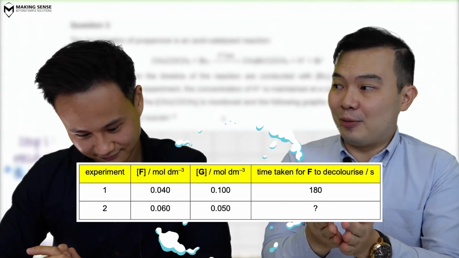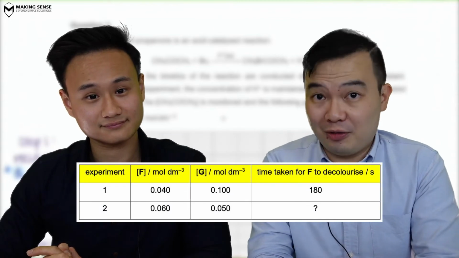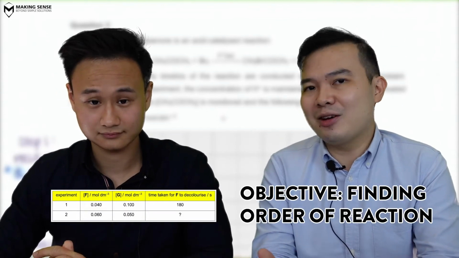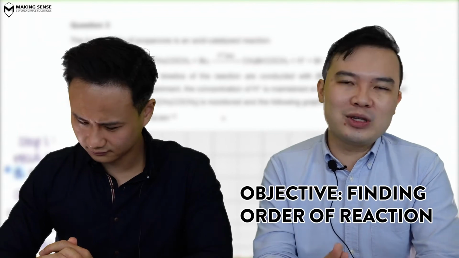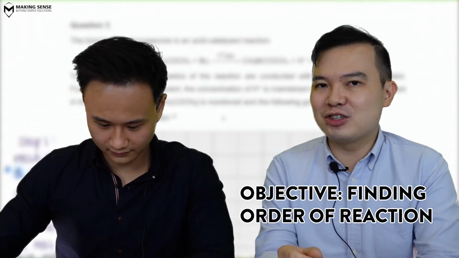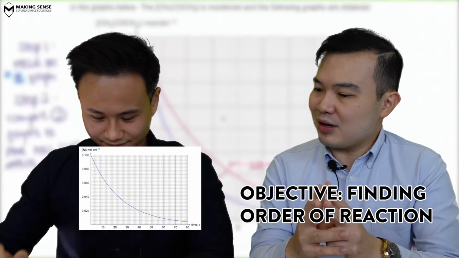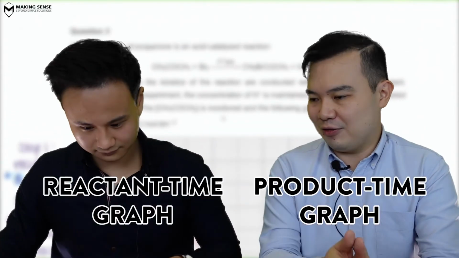is all in the table form, and my objective has always been finding out the order of a reaction. So this week, we're going to look at another question type, also same objective to always find out the order of reaction, but now the information is given in a graph. So there are two types of graph over here. Either you look at a reactant time graph or a product time graph. Let's look at the first one.